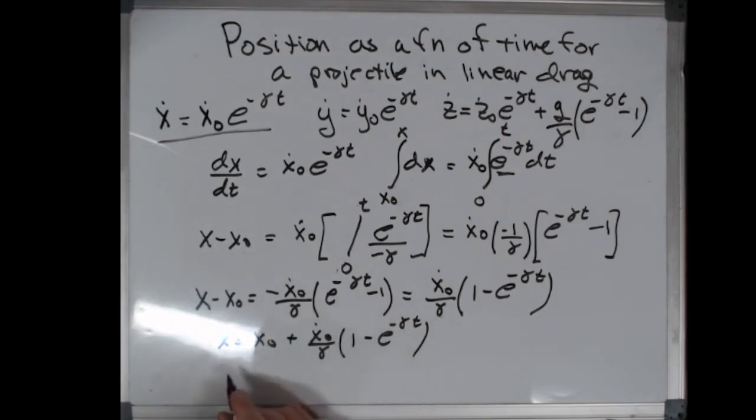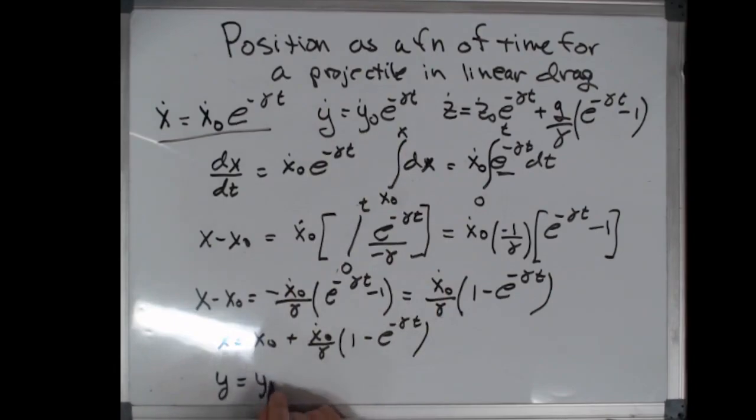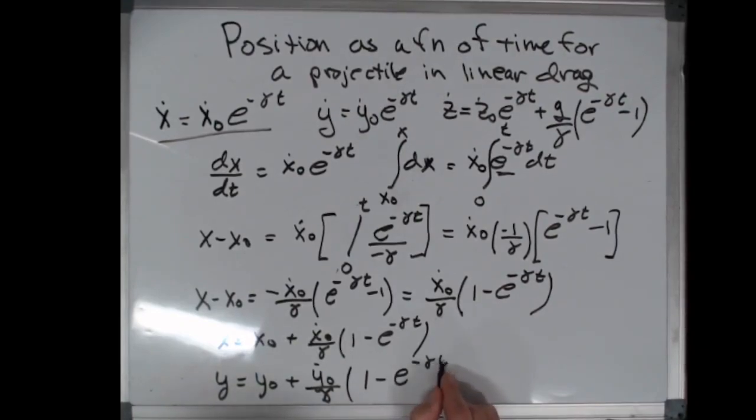By the way, if I did this for y, I would get the same formula, just changing the letters: y is equal to y naught plus y dot naught over gamma. Hopefully that's still on the screen. 1 minus e to the minus gamma times t.